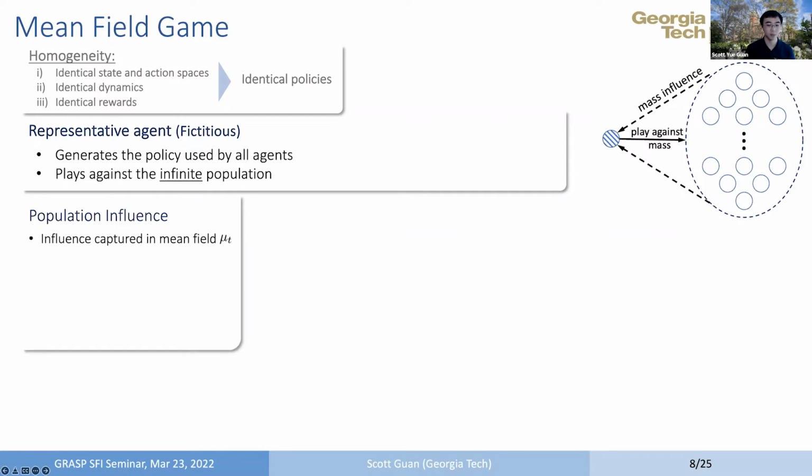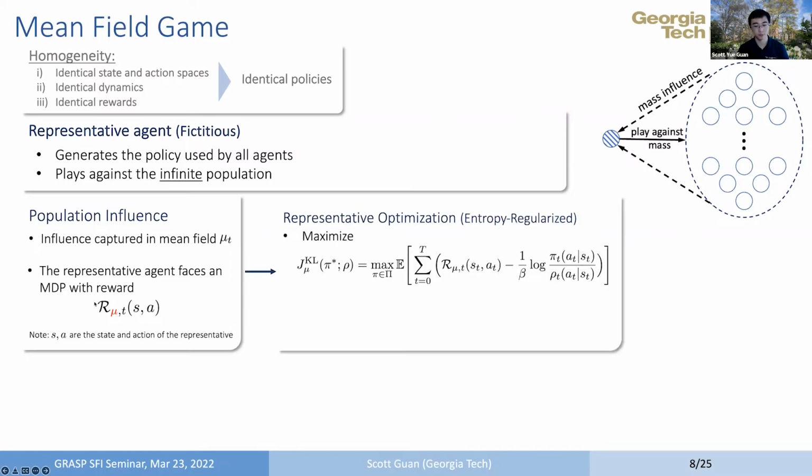Recall that we have decoupled dynamics, but a coupled reward. So this mean field will then induce a reward function for the representative agent. With the influence of the other agents captured in the reward, the representative agent faces a single agent optimization problem. Again, given this reward is fixed, given this mean field is fixed for now, the representative agent will try to optimize the following entropy-regularized cumulative reward function.